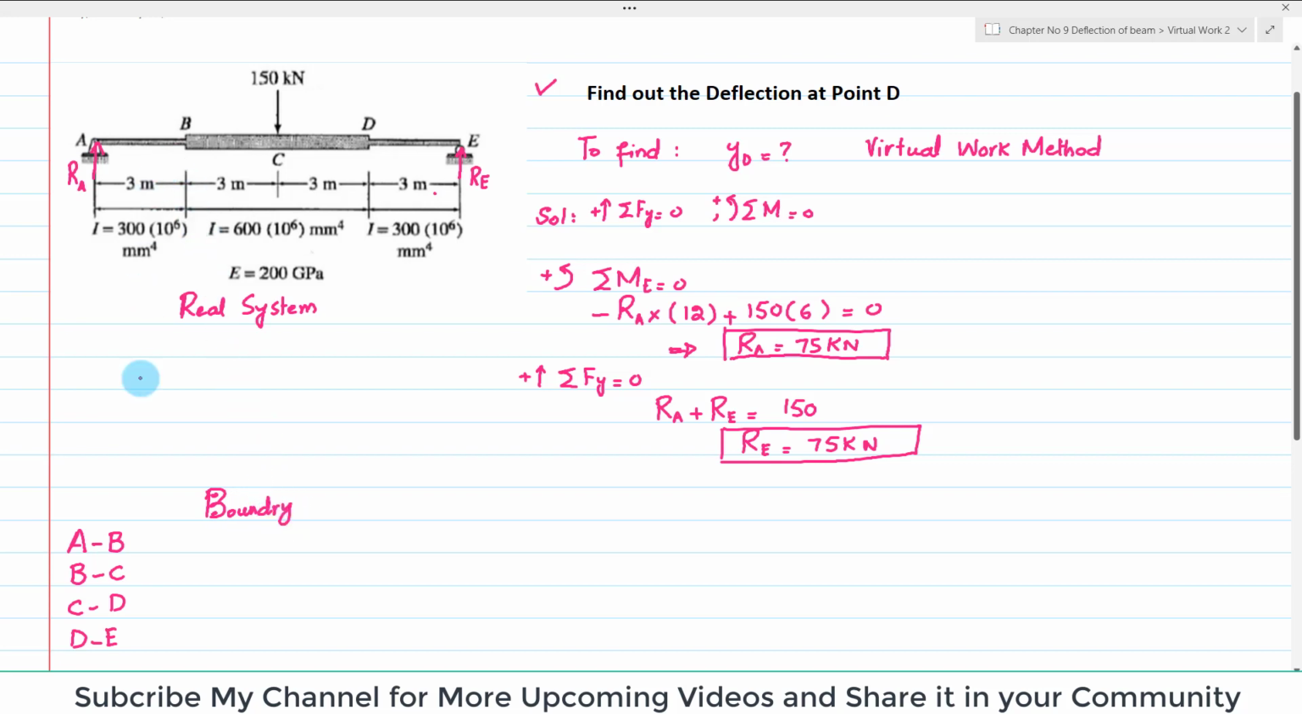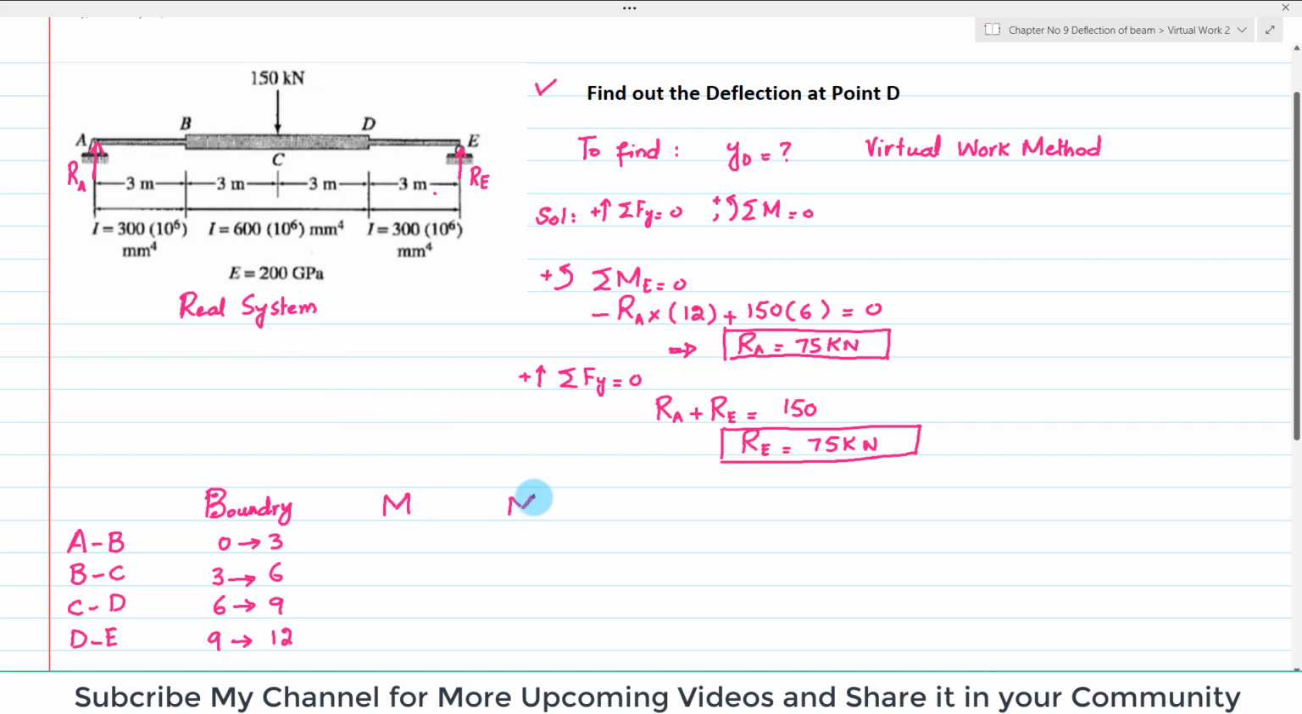So our boundaries: from A to B means from 0 to 3. From B to C means 3 to 6. From C to D is from 6 to 9. This is X, and X starts from 6 and is less than or equal to 9. From D to E, D is at 9 and E is at 12, so 9 to 12.